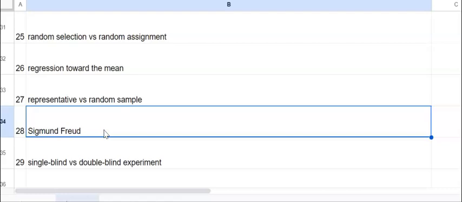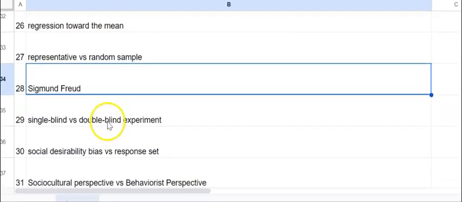Sigmund Freud is the founder of the psychoanalytic perspective, one of the few names that will actually show up on the AP exam anymore. But the psychoanalytic perspective is an example of unempirical research.